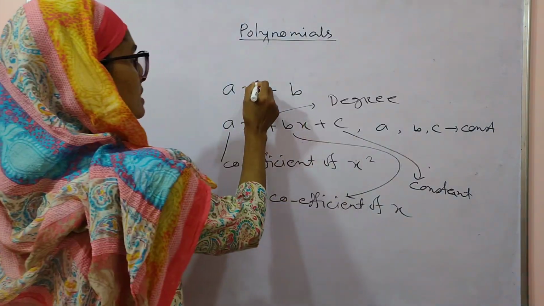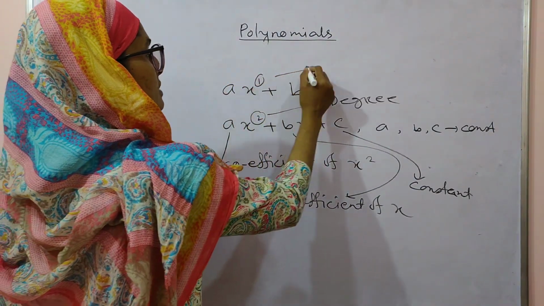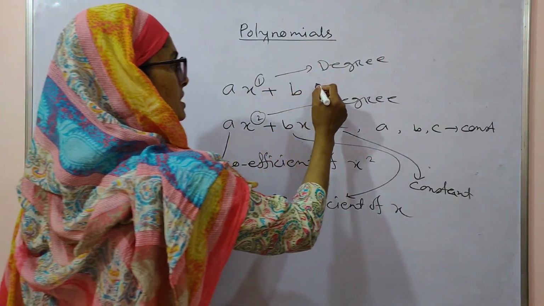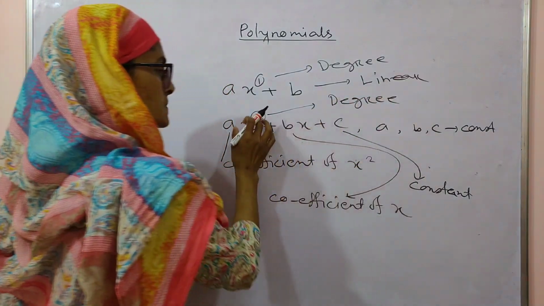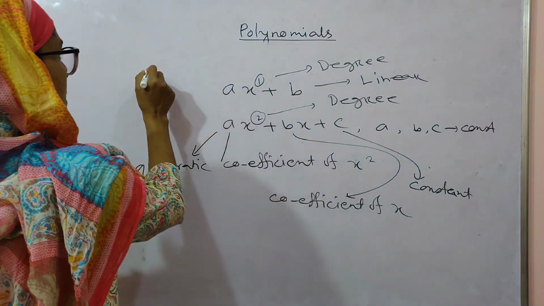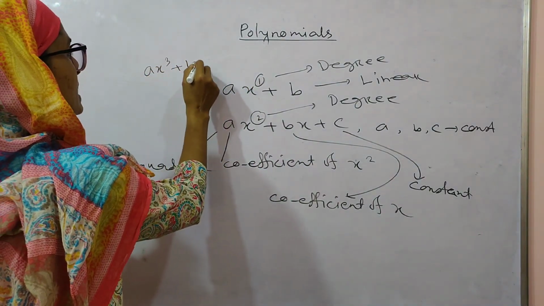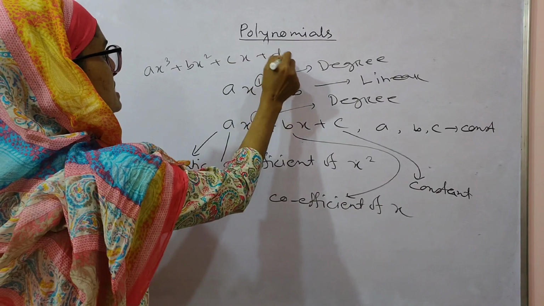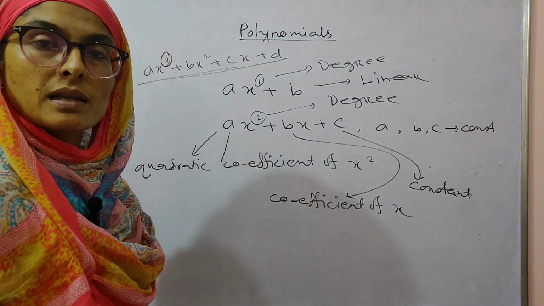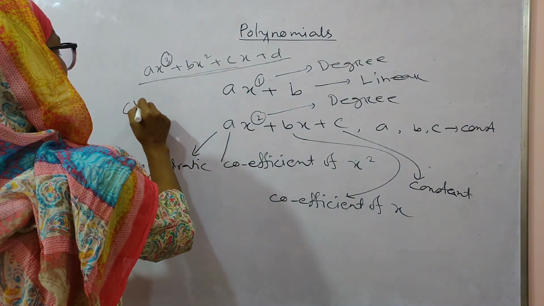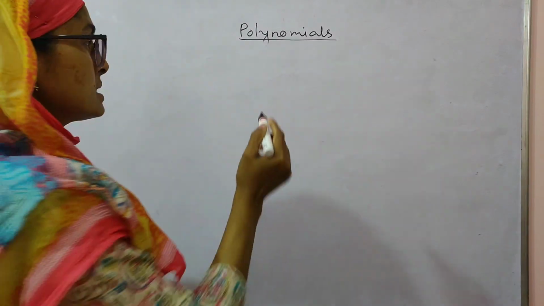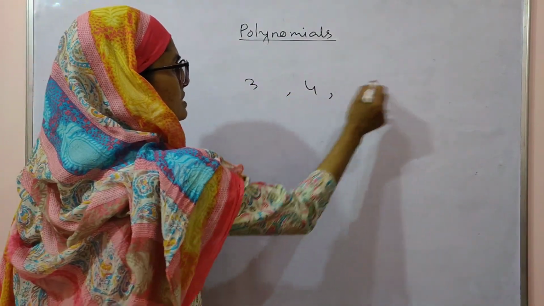Here the degree is 1. When the highest power is 1, then this one is linear. When the highest power is 2, quadratic. When the highest power is 3, say ax cube plus bx square plus cx plus d, in this type, this one is a cubic polynomial. Remember this. Simply say 3, 4, these are numbers.